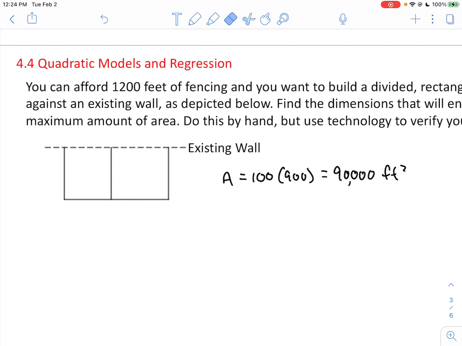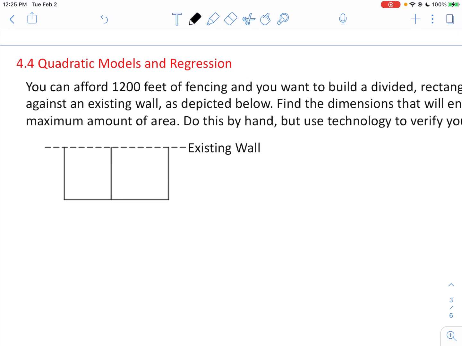What if, for example, I use 150 feet on each of these? That means I've used up 450 feet, which means I only have 750 feet left. And in this scenario, when I do the area, it'd be 150 times 750, which is 112,500 square feet. So notice this was a better way to do it if I wanted more area. So instead of guessing and checking, we're going to use algebra to find exactly how I should use my 1,200 feet of fencing so that my resulting rectangle has the most area possible.